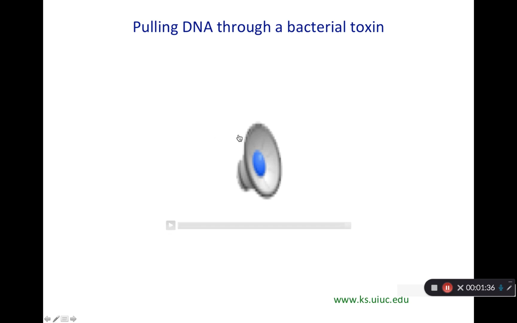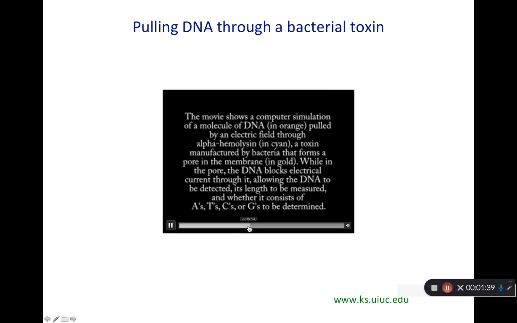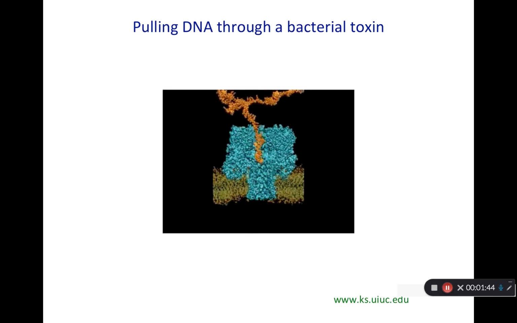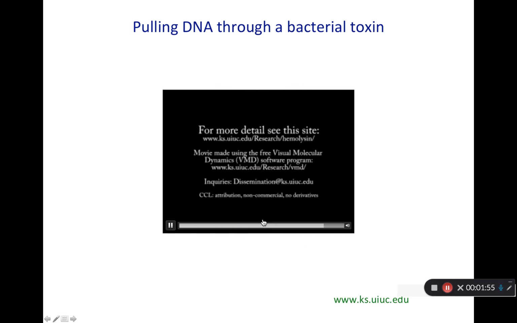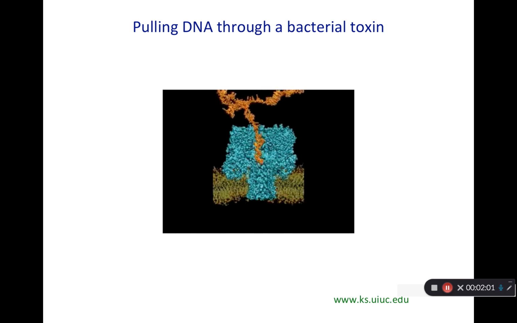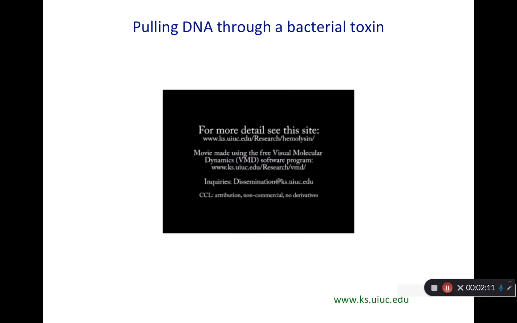Here it is. The DNA is being pulled through the toxin. You can see that at a certain point, the speed at which it is being pulled increases. Let's play that again. An electrical potential is pulling the DNA through the toxin. It is slow now. And now suddenly the speed of pulling increases. We will come back to this video in the second part of the lecture.